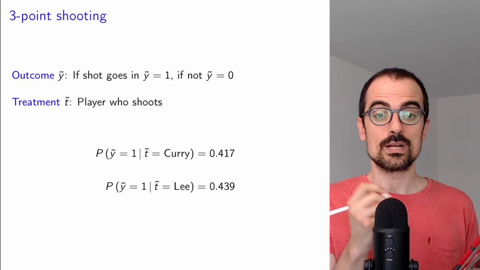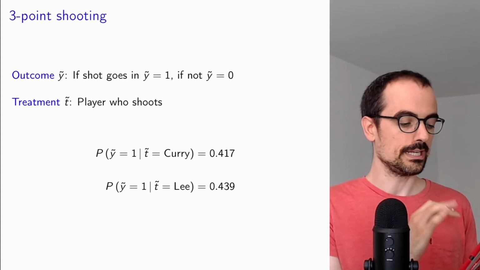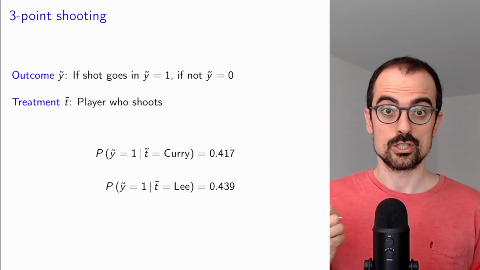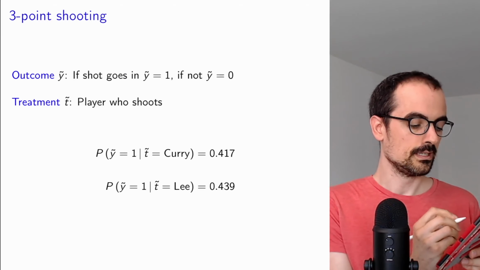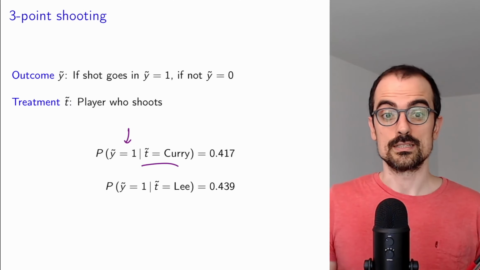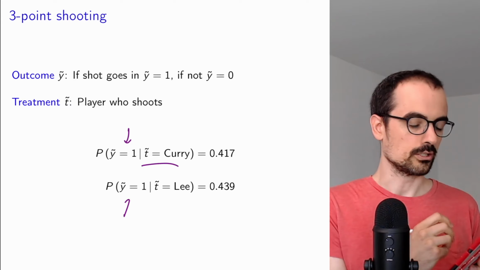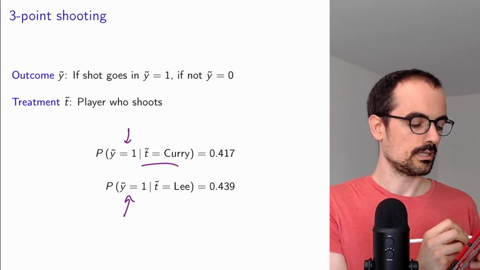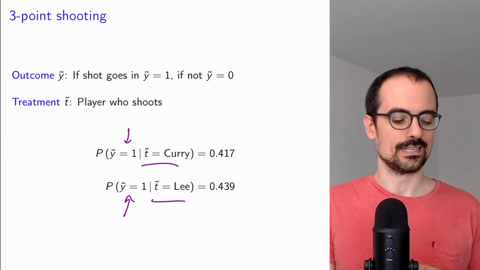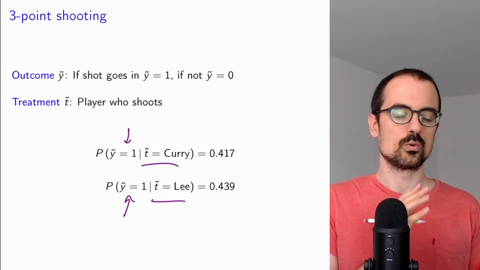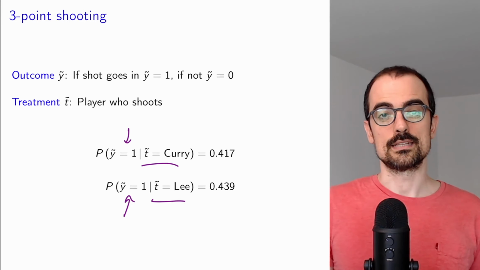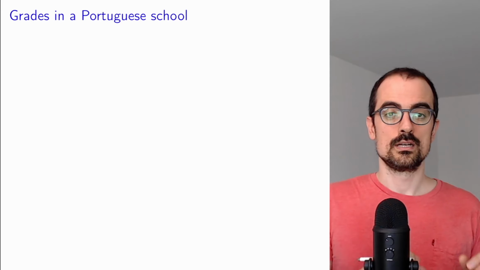So now we can interpret the statistics that we observed before in terms of these random variables. The 3-point percentage of Stephen Curry is the probability that a shot is made if Curry is the shooter. The 3-point percentage of Courtney Lee is the probability that the outcome is equal to 1, that a 3-point shot is made, given that the treatment is Lee, Lee is the one taking the shot. And again, we're going to explore whether these statistics can be interpreted causally.